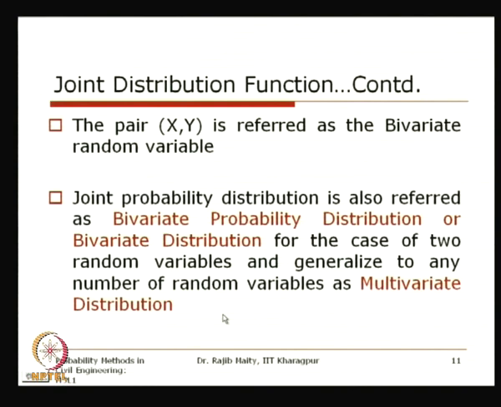Now the pair (X, Y) is referred to as the bivariate random variable. The joint probability distribution is also referred to as the bivariate probability distribution, or bivariate distribution, for the case of these two random variables, and it is generalized to any number of random variables as the multivariate distribution.